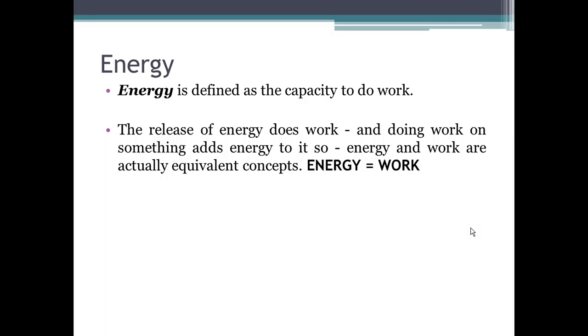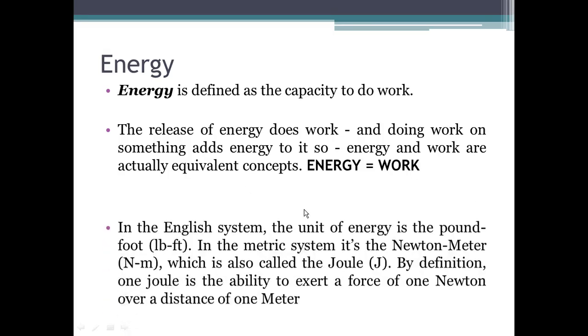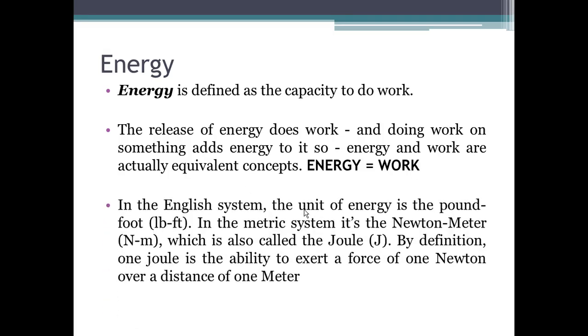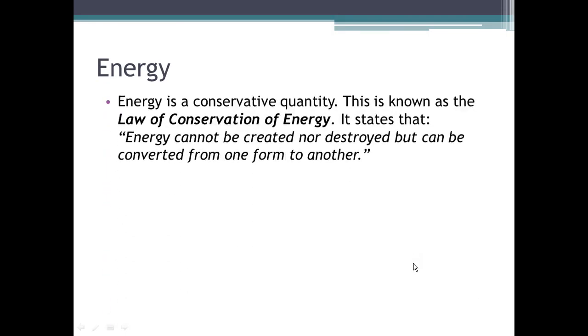Energy and work are actually equivalent concepts in physics. So energy is equivalent to work, not entirely work, but the capacity to do work. In the English system, the unit of energy is the pound foot. In the metric system, it is the newton meter, which is also called the joule, indicating that work and energy have the same units because they are simply equivalent to each other. By definition, 1 joule is the ability to exert a force of 1 newton over a distance of 1 meter.